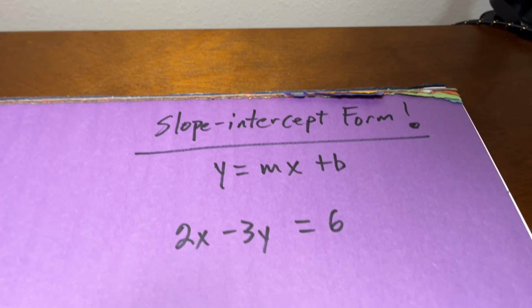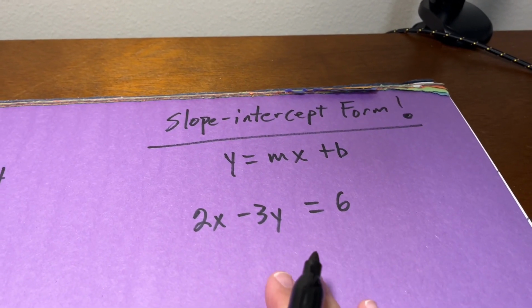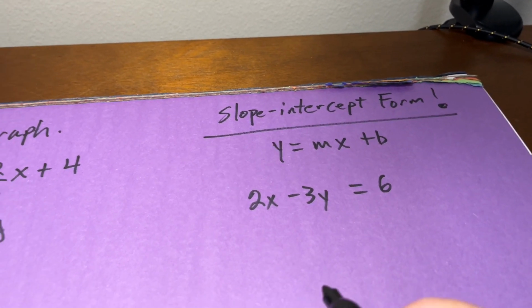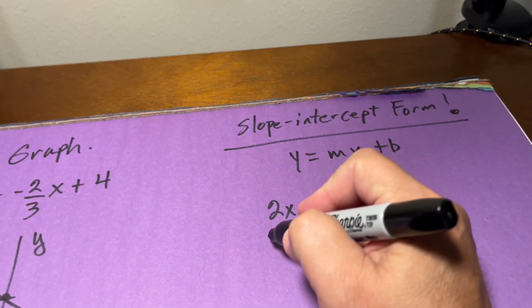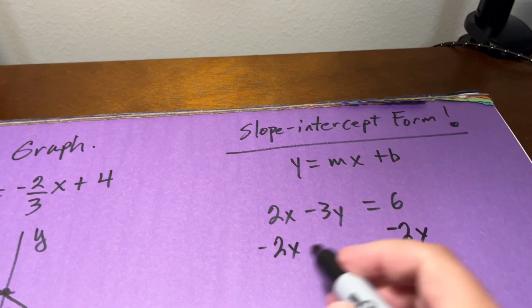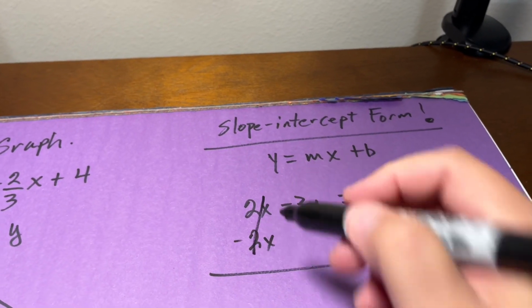Well, let's consider this problem. Now, I want you to notice, first of all, this is not in slope-intercept form right now. So we're going to have to solve for y. So the first thing I'm going to do is subtract 2x from both sides. And that's going to mean these are going to cancel.